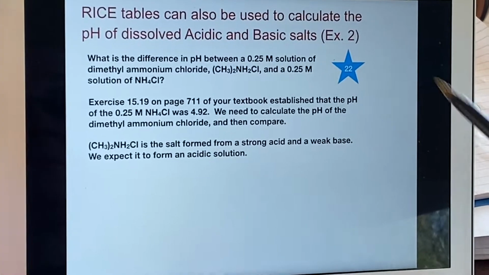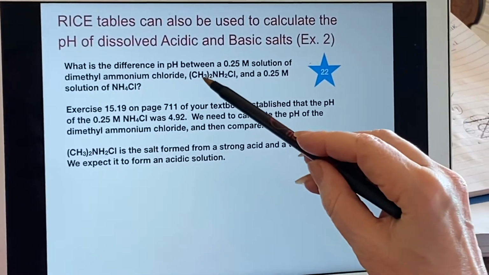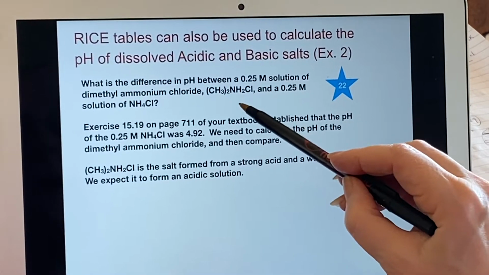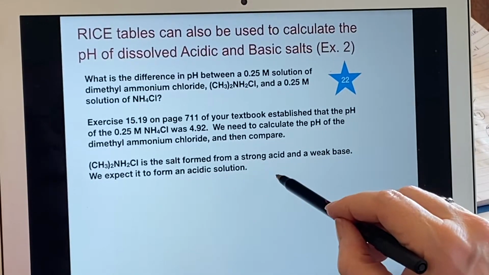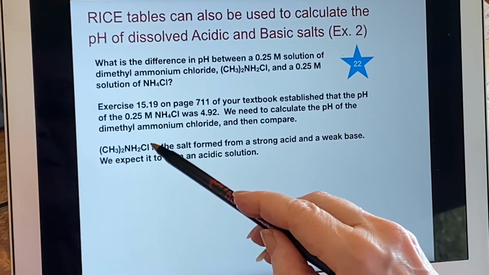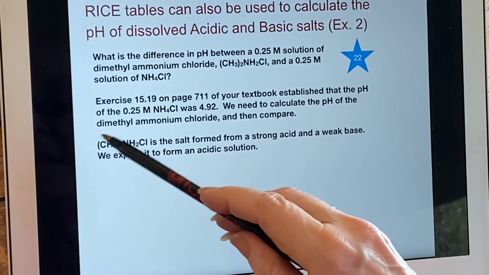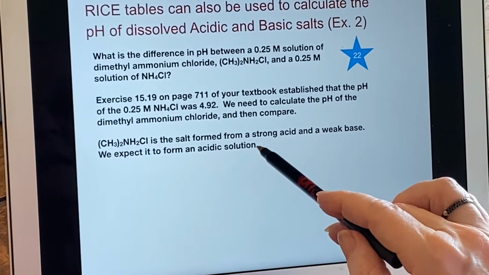Let's take a look. So let's look at this guy. Methyl group. So dimethylamine, with a Cl. It's a salt that's formed from two things. From what? Oh, the Cl would be from HCl, so that's a strong acid. And this other thing's definitely a weak base. So we're expecting an acidic solution.